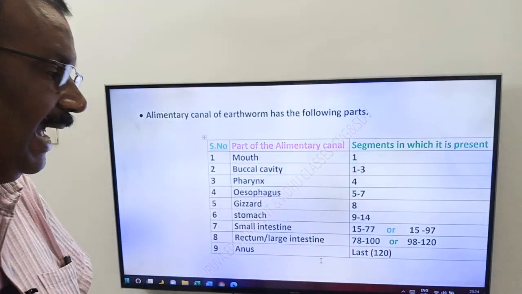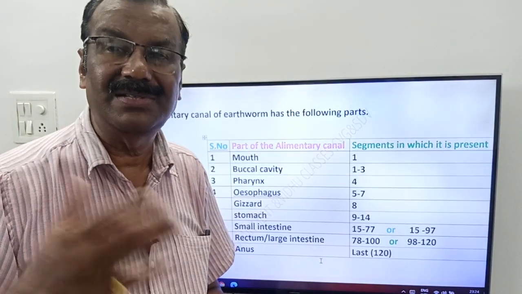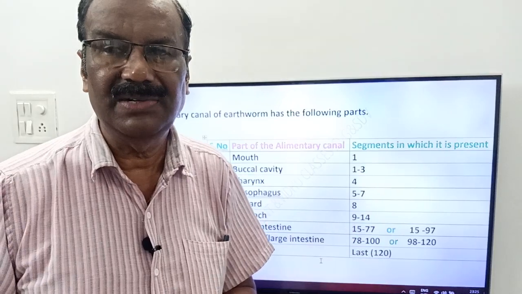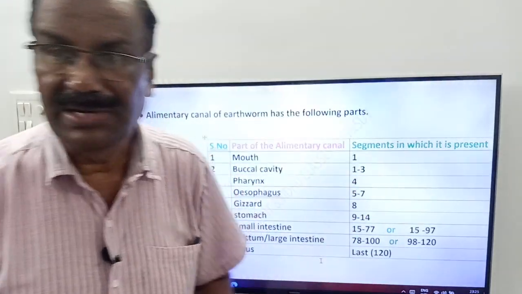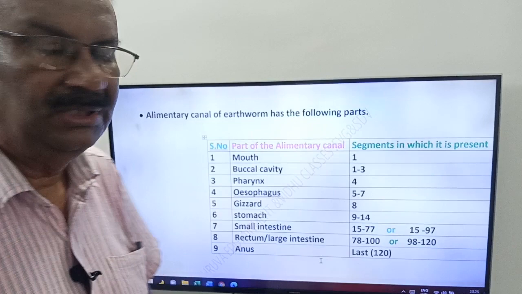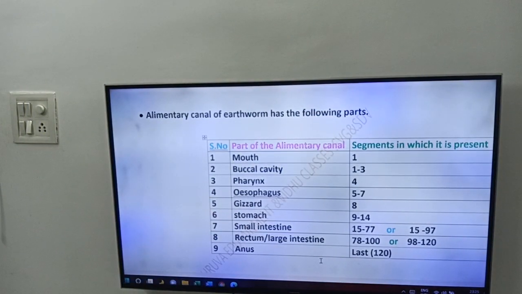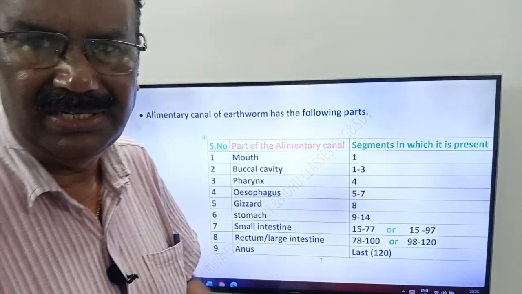Now friends, last one, anus. Anus is present in the last segment, that is in the 120th segment. Okay friends, these are the parts of the alimentary canal. Once again: mouth, buccal cavity, pharynx, esophagus, gizzard, stomach, small intestine, rectum and anus. Rectum is also called the large intestine.